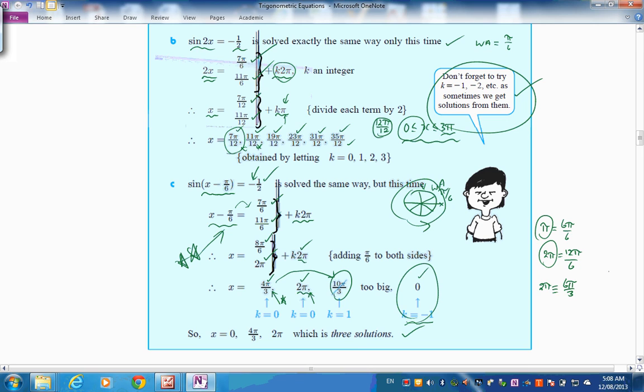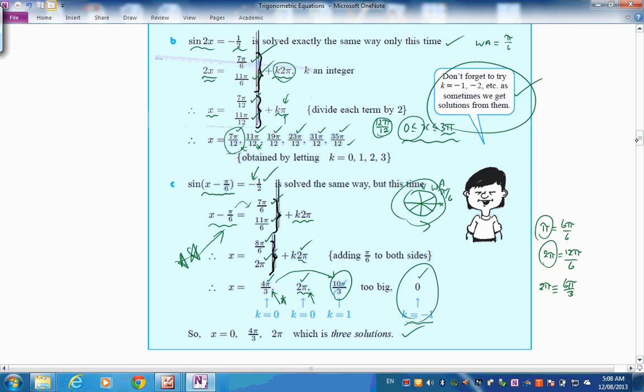We've added pi on 6 there because the angle had x take pi on 6. So that allows us a bit more flexibility, I suppose, in working with the domain from 0 to 3 pi. It's a tricky little last bit there.